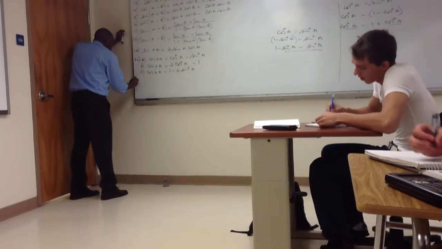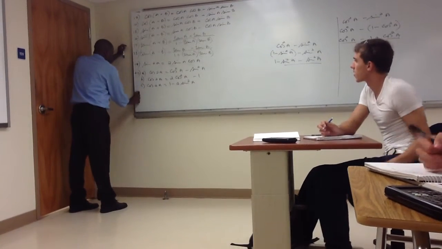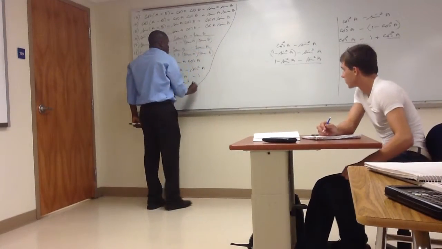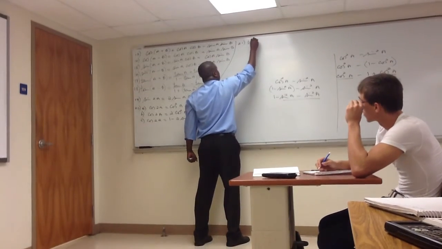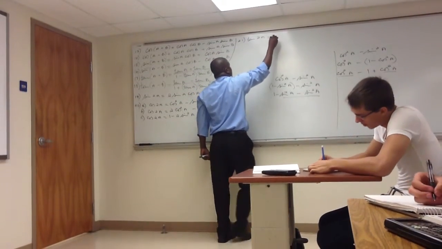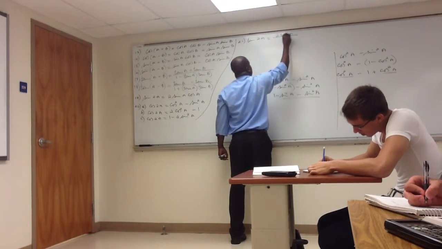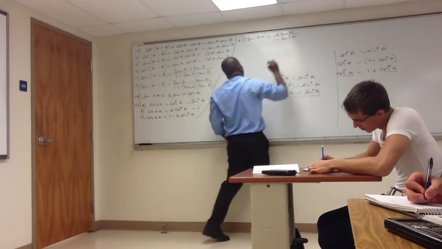Twenty-one. Okay, let me just put 21 up for those of you who are in the back. 21. What is tangent of 2A? Well, tangent of 2A would be 2 tangent of A over 1 minus tangent squared of A. How do I remember this one?